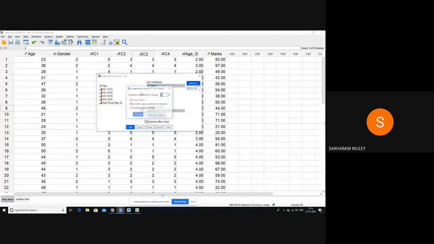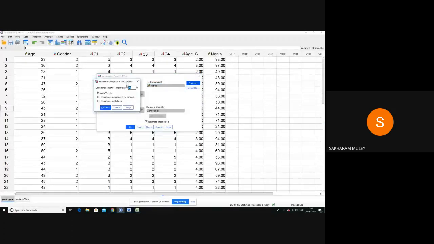Anything else? This is again important for me: the confidence interval. As I mentioned, my level of significance is 5%, that's why I will continue with 95%. So I will continue here by keeping the confidence interval percentage at 95. If your level of significance is 1%, then you have to change this value to 99%. By default, SPSS takes 95% as the confidence interval.